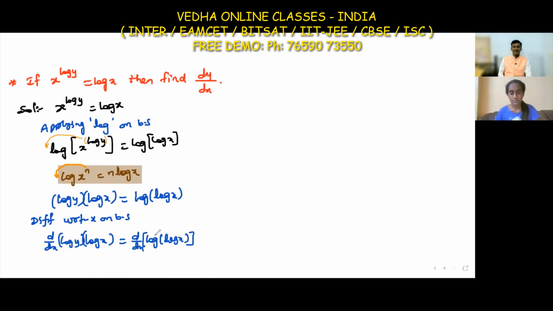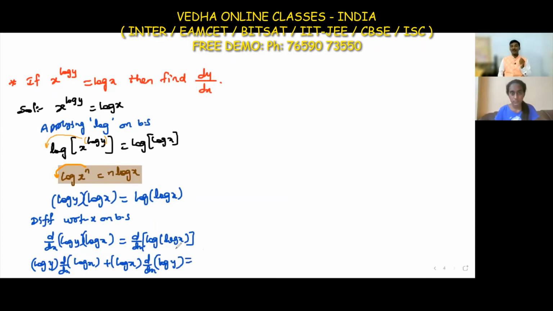Okay, so now the UV formula. On the left side we apply the UV formula, so u, that is log y, we write outside and differentiate the log x: d by dx of log x. Next, log x as it is, and d by dx of log y. Very good.